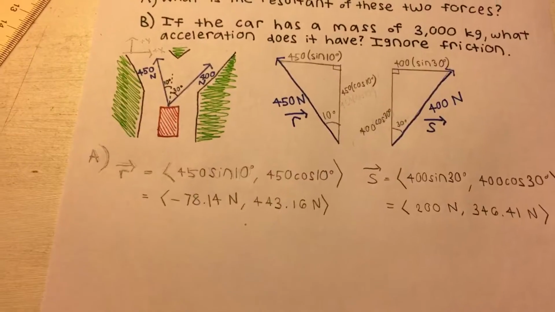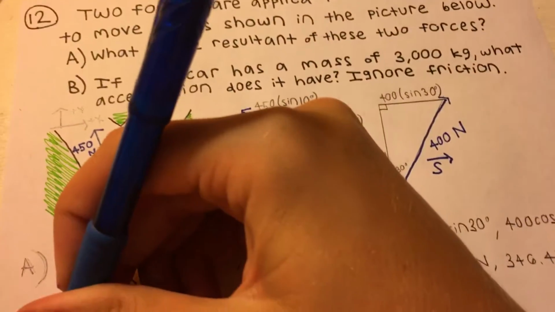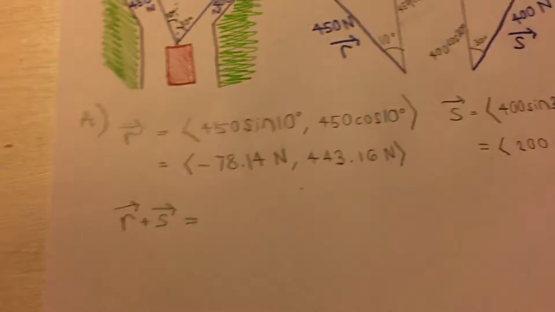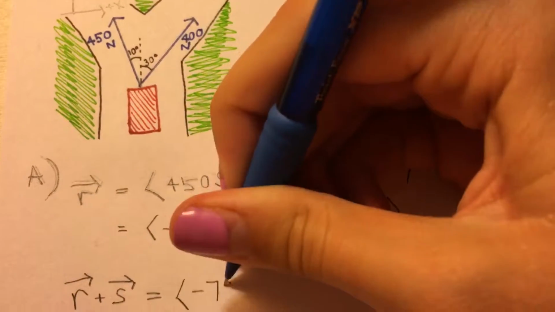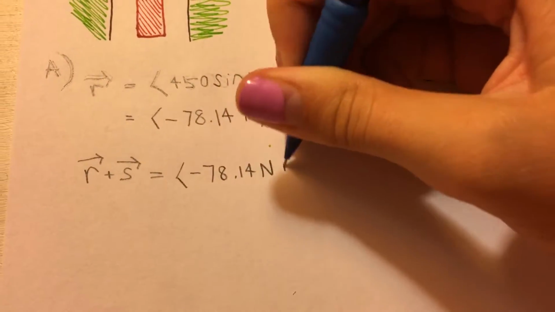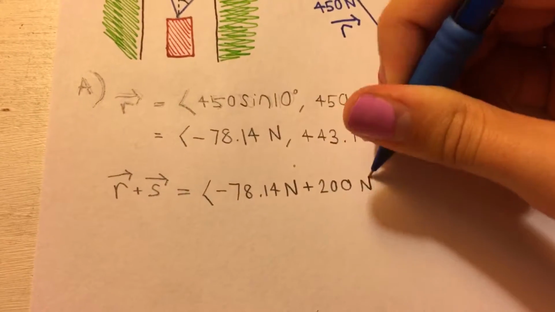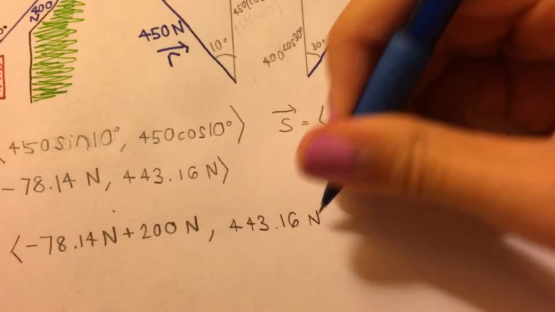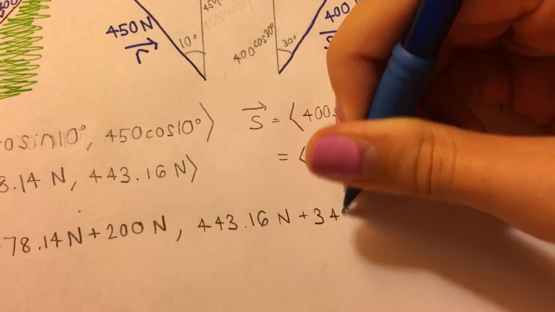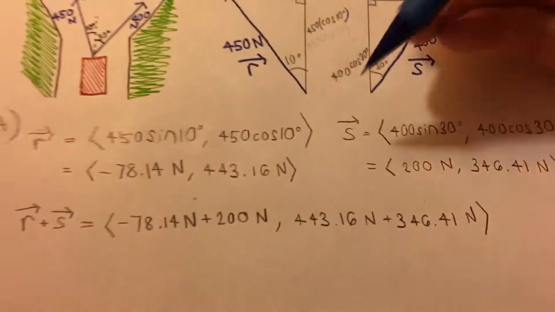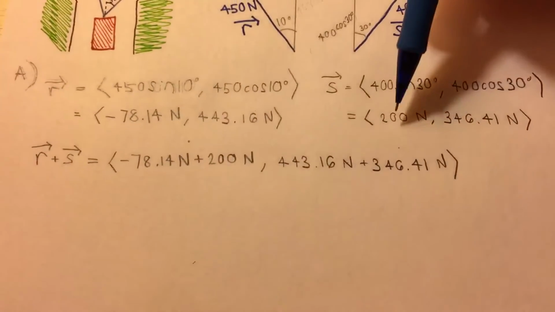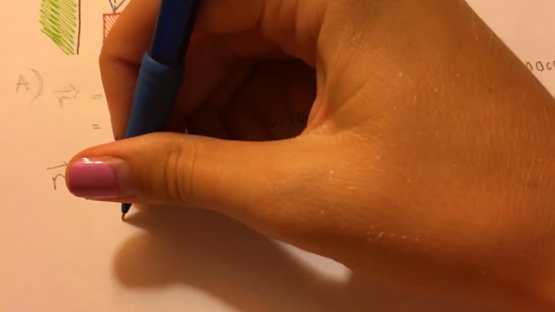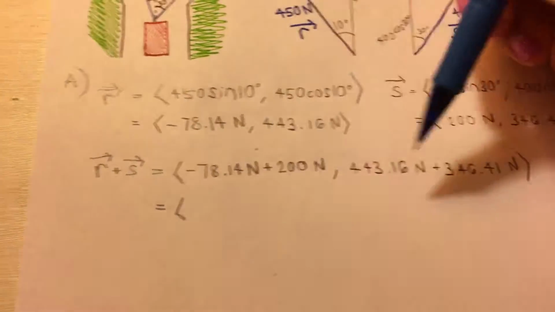And so to find the resultant of the two forces, we have to add them together. So R plus S will equal negative 78.14 newtons plus 200 newtons. That's the x component. And for the y component, 443.16 newtons plus 346.41 newtons. And I'm getting these: this is the x component for R, this is the x component for S, this is the y component for R, and this is the y component for S. So you need to just add these all together.